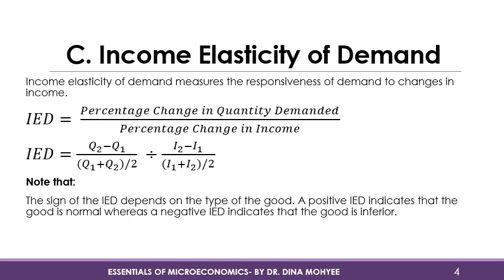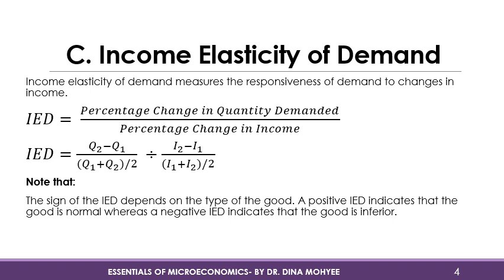In Chapter 3, we learned that the consumer's income is one of the determinants of his demand for a certain good, and we studied the relationship between these two variables, income and demand, or more precisely, the direction of this relationship. We said that a change in income leads to a change in demand. But in which direction? We said that this depends on the type of the good.